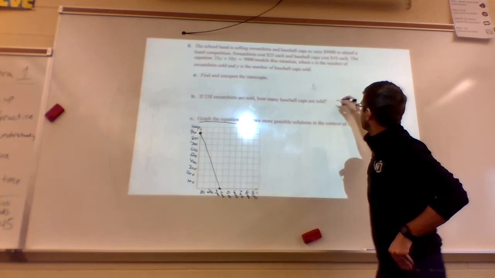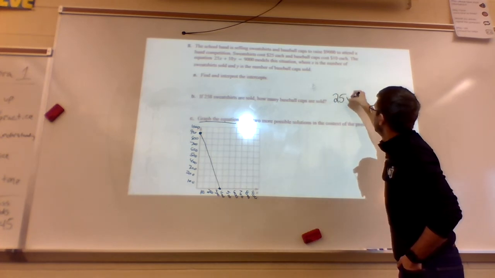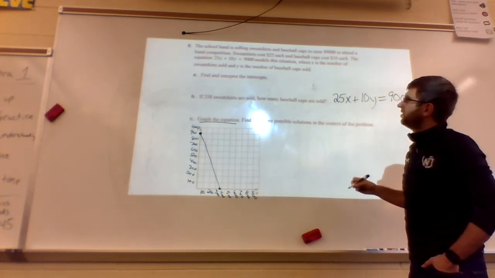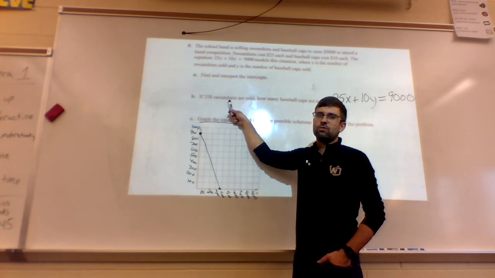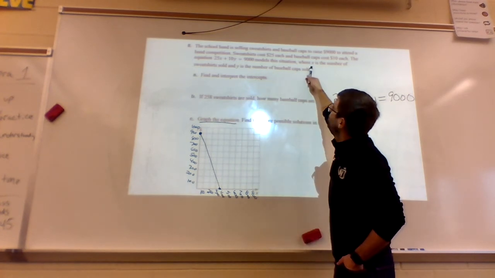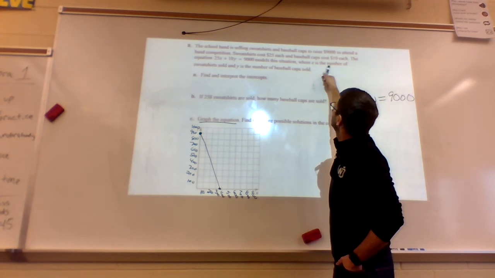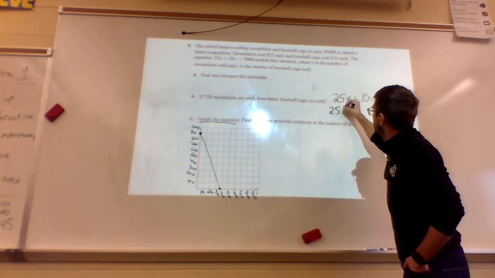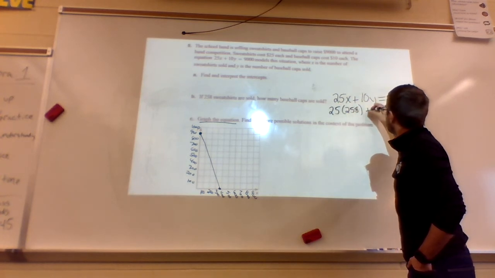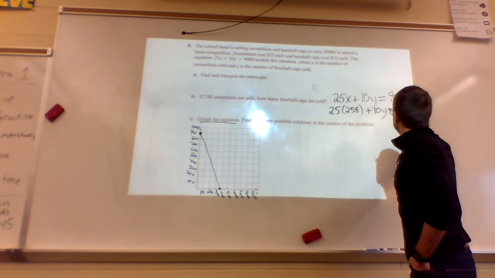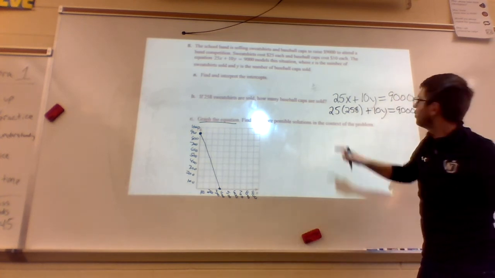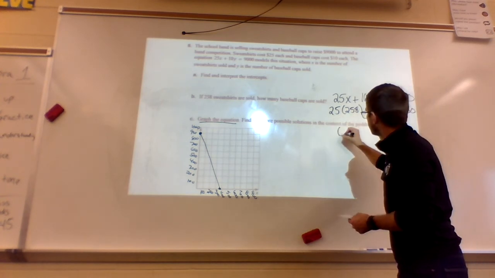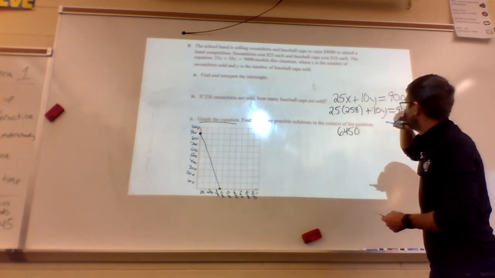So what we're going to do is take that same equation, 25x plus 10y equals 9,000. And this time, because it's telling us 258 sweatshirts, we go back and ask where we need to plug it in. Well, x is the number of sweatshirts. So in place of x, we're going to plug in 258. When we multiply 25 times 258, we find out that's $6,450 that have come from selling sweatshirts.